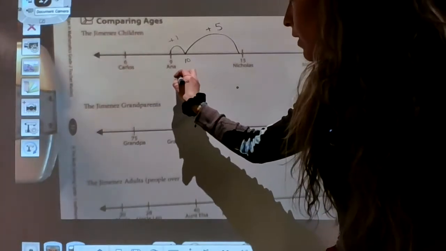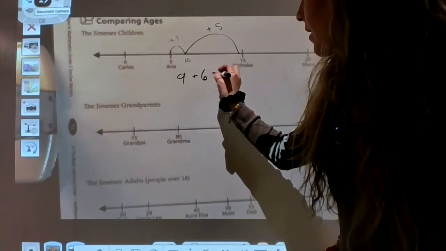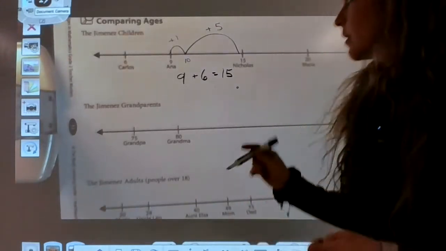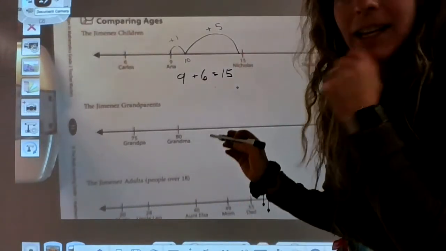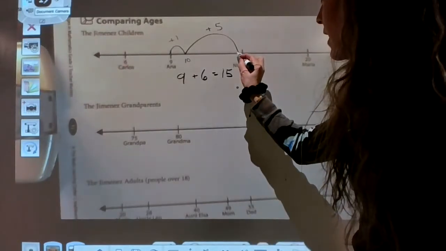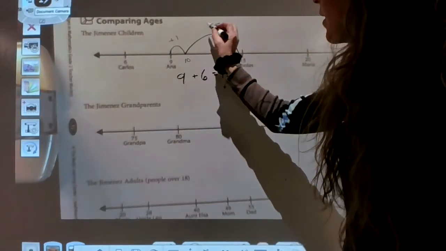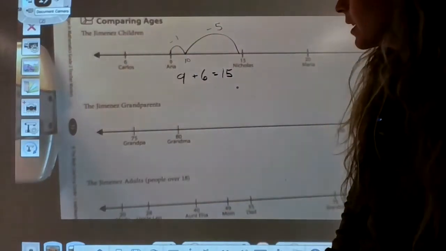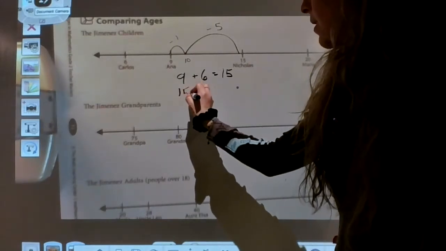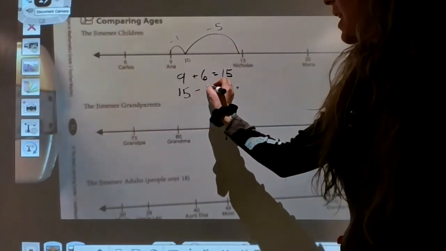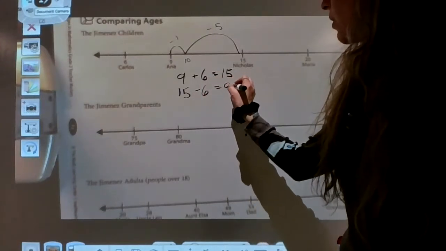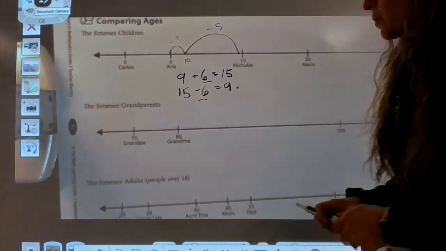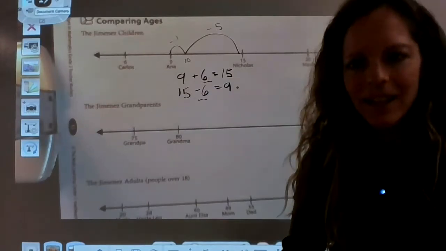So in the equation form, 9 plus 6 equals 15. And if I did that backwards, I start at 15, I'm going to find that easy number to fall on. So 15 minus 5 gets me to 10. What's 1 less than 10? 9. Just take one little jump. So I start at 15. I take away 6, and I get to 9. Again, there's my number that shows how much older Nicholas is than Anna.